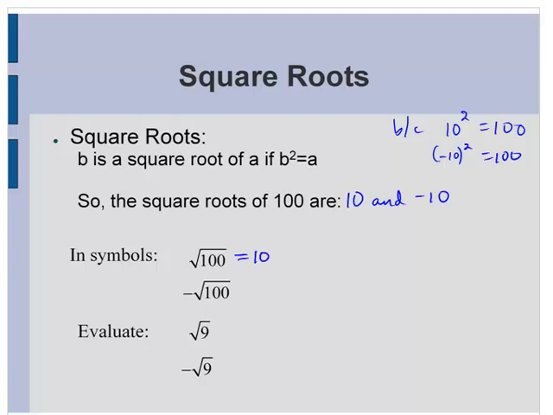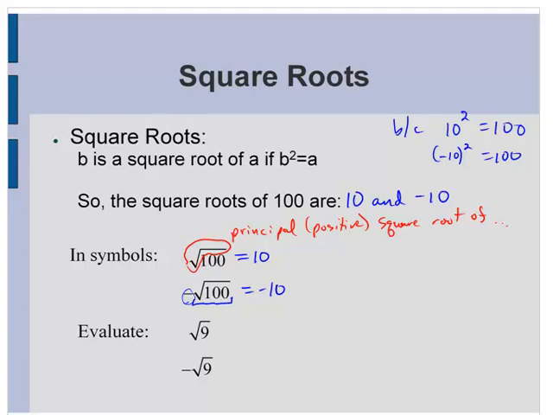So when we see this symbol, we understand this to mean the principal square root. So this is the principal, or the positive, square root of 100 in this case. So now in this next exercise in symbols, we have the principal square root of 100, which is 10, and then we have the negative to the left of it, so that would change the sign, and that would give us negative 10.